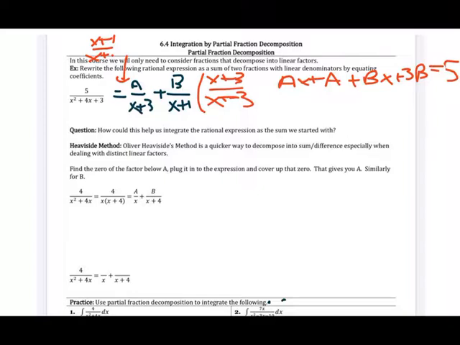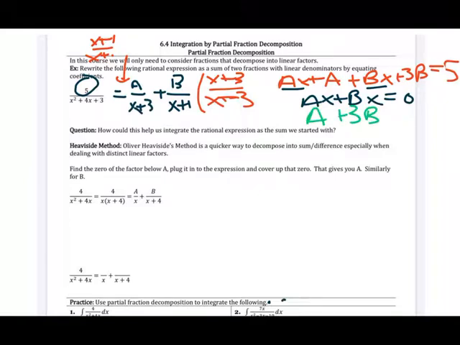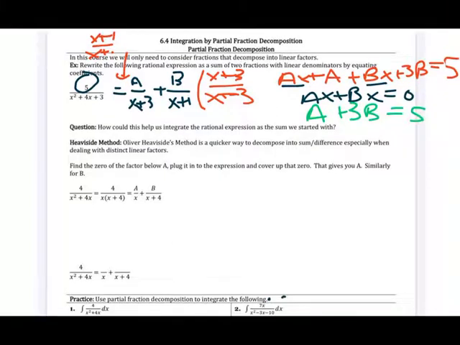From here, we can set up a system. We can include all of our x's together. Ax plus bx is going to equal 0, since there is no x term in the numerator. And we can include all of our constant terms. A plus 3b is going to equal 5, which is the number in the numerator.